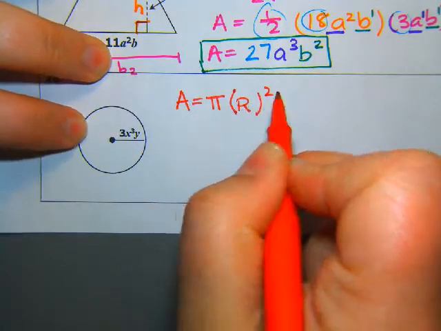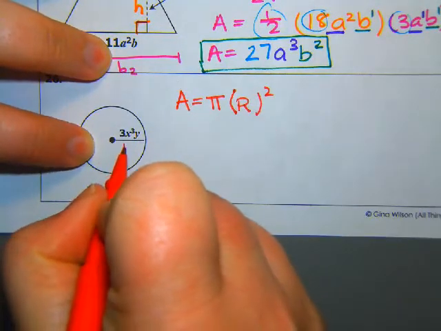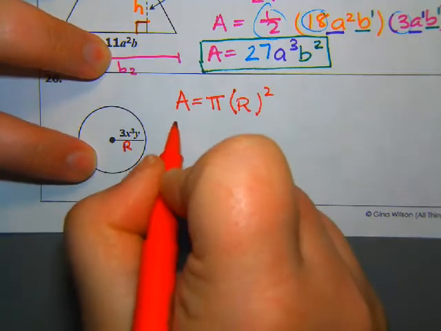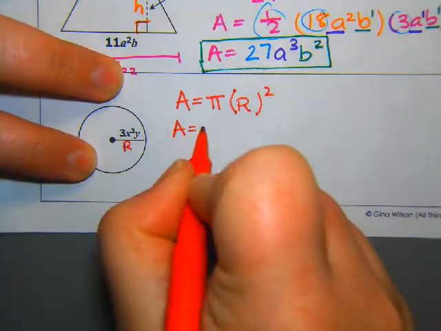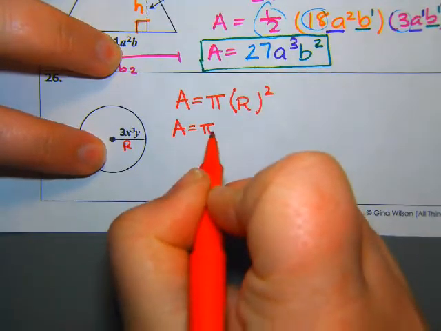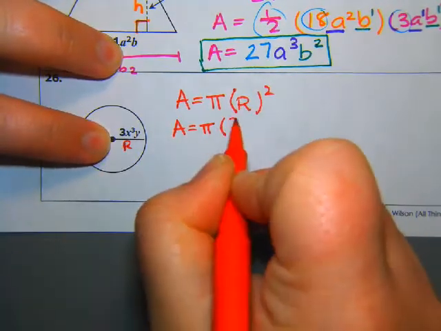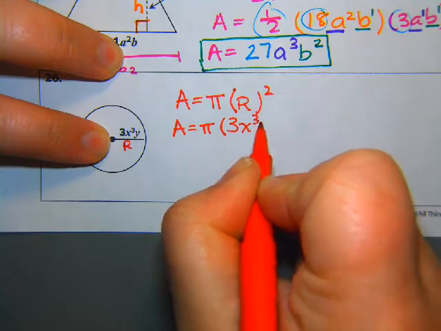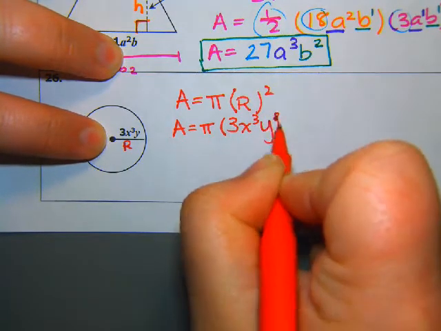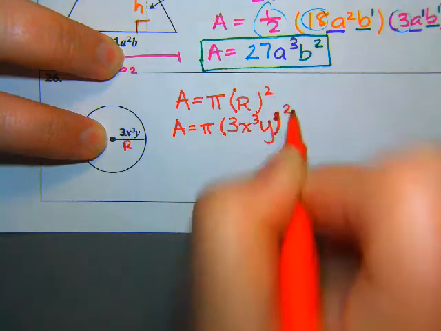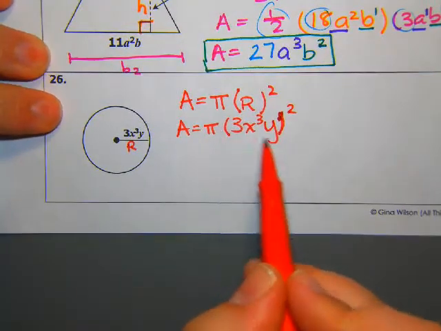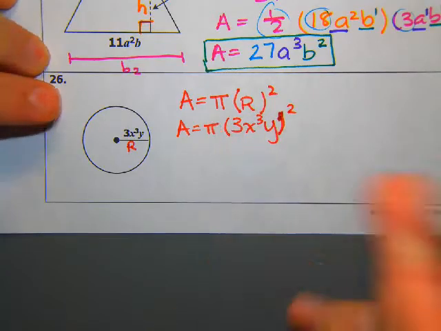So radius, and the radius is 1/2 of all the way across, right? It's from the center out. So if I plug this in, remember pi is not an actual variable, it's a number, so don't replace that with anything. R is 3x cubed. And then this squared goes on the outside. So it's really important to put that on the outside because it applies to all of R.